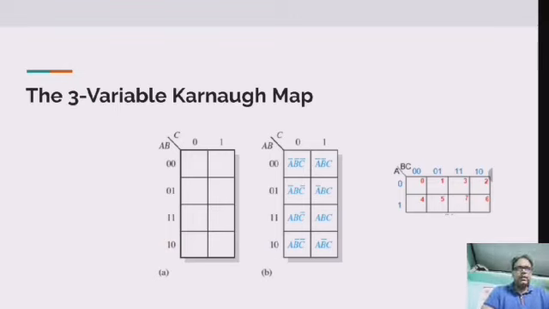The value of a given cell is the binary value of A and B at the left in the same row combined with the value of C at the top in the same column.